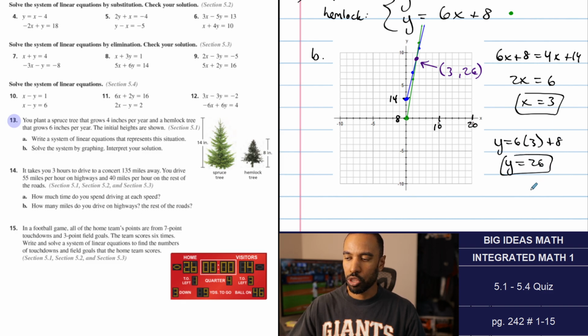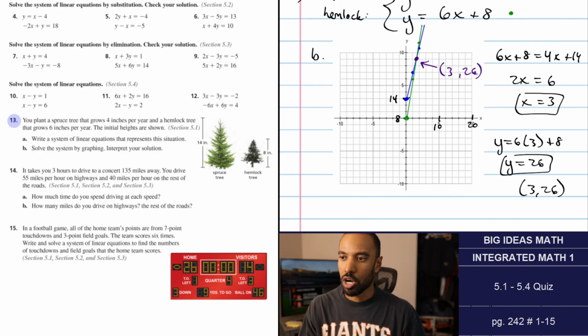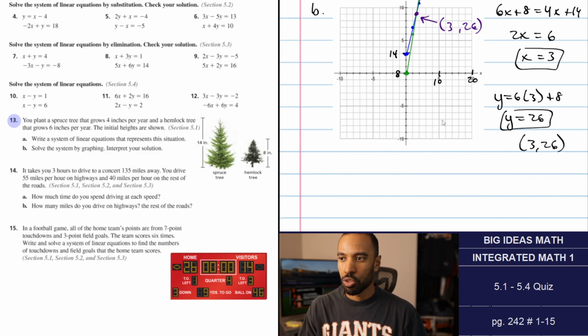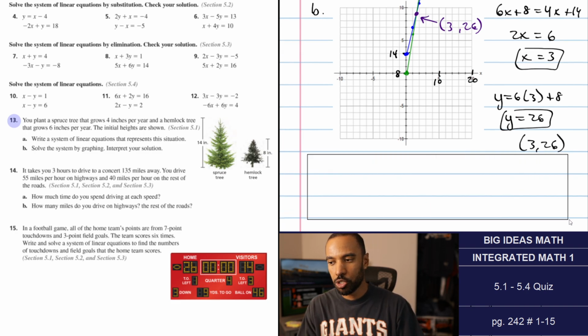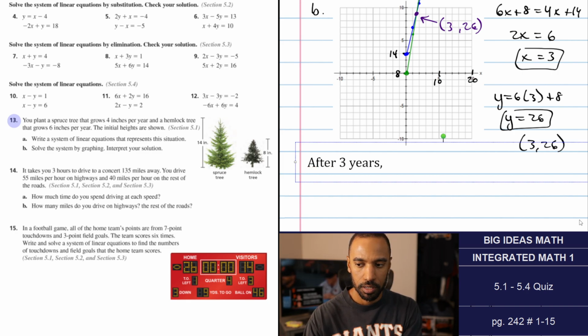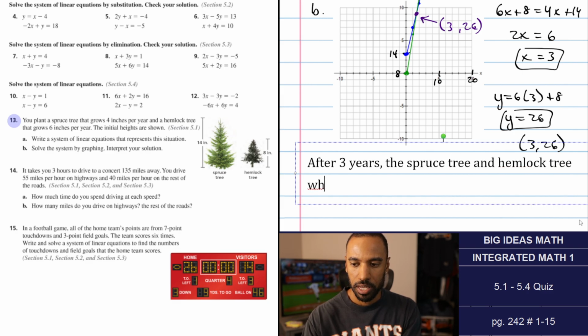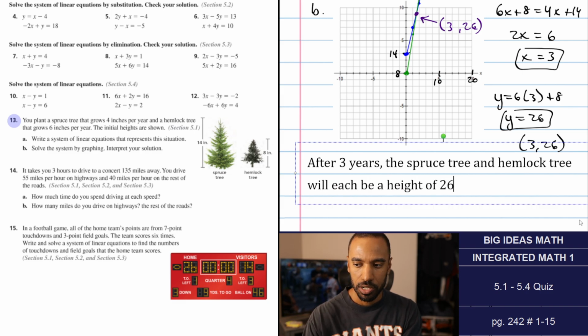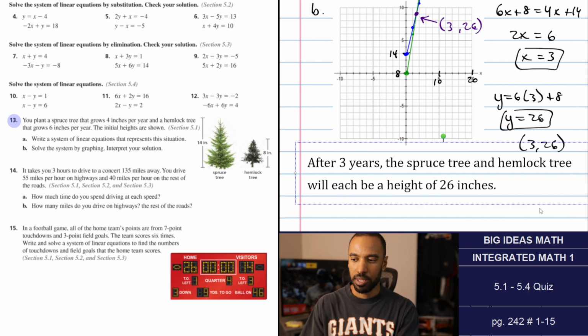So we still do get 3 and 26, but they did say interpret, it's a word problem, interpret the solution. So in terms of interpreting the solution, we're asking ourselves, what does this mean? It means 3 years later, hemlock tree and spruce tree will be the same height. After 3 years, the spruce tree and hemlock tree will each be a height of 26 inches. That's what it means.